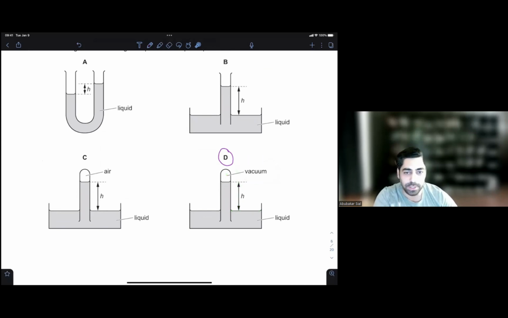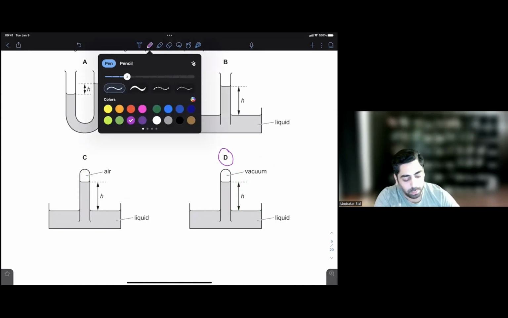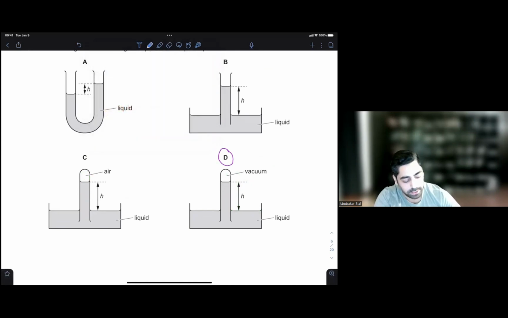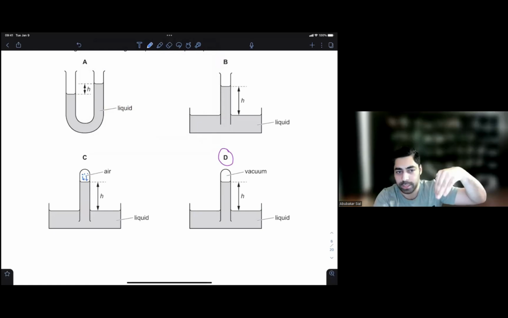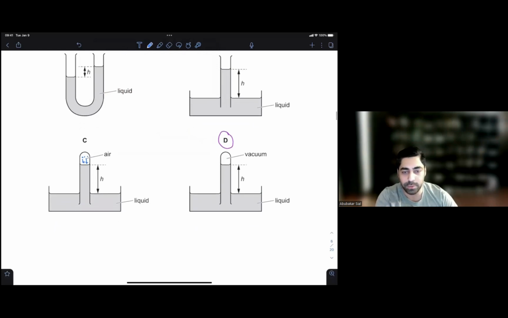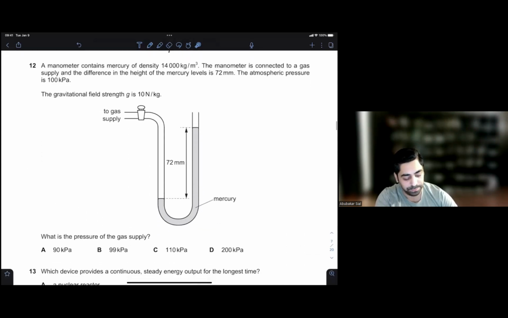So in this case, you just need to be sure that you don't mix the two, C and D, because in this case, you have air. And I'll just quickly tell you why you cannot have air inside. It's because when you have air particles inside, they are going to exert a pressure on the liquid and push it down. So that is going to give you the wrong reading. That's exactly why it's important to have a vacuum above the column of liquid.